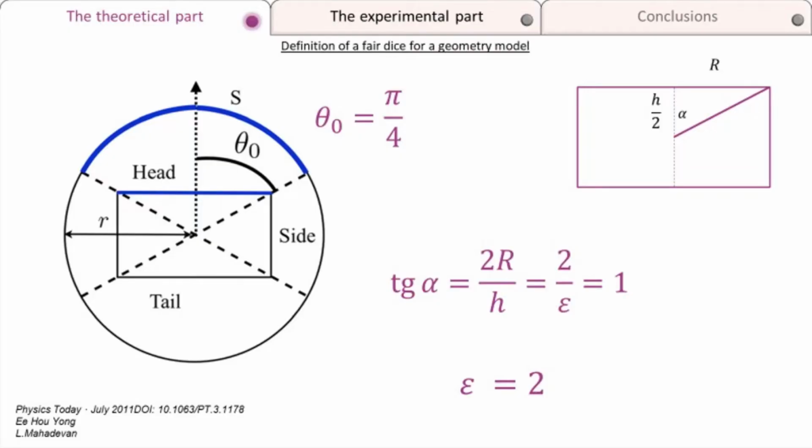The result of the toss depends on the position of the center of gravity relative to the perpendicular at the impact point. To obtain the probability of the side, we calculate the ratio of the plane angles corresponding to the side and face of the dice. The ratio equals 2 for the fair dice.